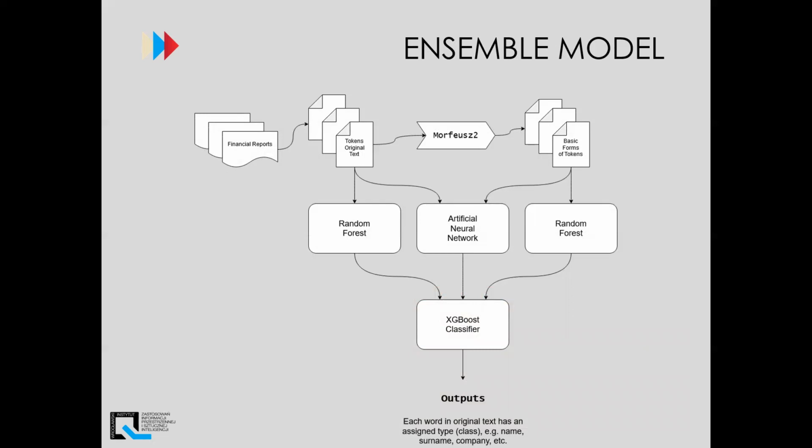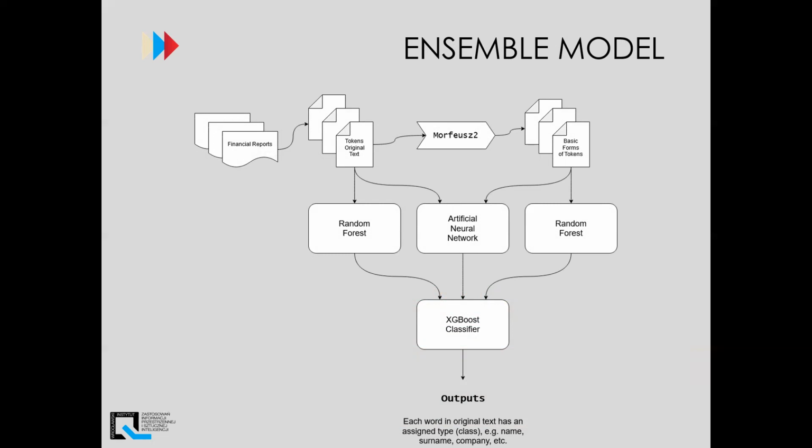Our ensemble model, apart from the artificial neural network, took also random forests and XGBoost classifiers into consideration, making this ensemble a heterogeneous one. As it is shown in the scheme, artificial neural network took as an input vectors of words in both configurations, created from original text and words transformed into their basic forms.